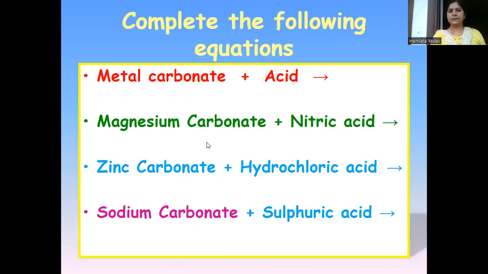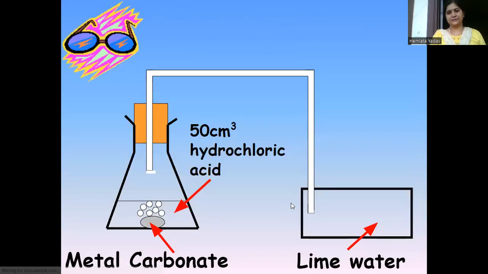The equation will be metal carbonate plus acid gives salt, carbon dioxide and water. An example is magnesium carbonate plus nitric acid will give magnesium nitrate. Zinc carbonate plus hydrochloric acid will give us zinc chloride. And if it is sodium carbonate plus sulfuric acid, the reaction will give us sodium sulfate.